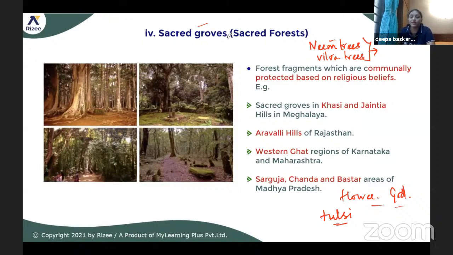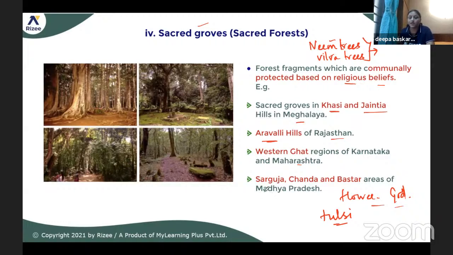So sacred groves are forest fragments which are communally protected based on religious beliefs. If you take the interior part of the forest, some people are living there even now, and they have religious beliefs about many varieties of trees. Examples are Khasi and Jaintia in Meghalaya, the Aravalli Hills in Rajasthan, and the Western Ghat regions of Karnataka and Maharashtra. Communally, they hold religious belief and protect particular areas.